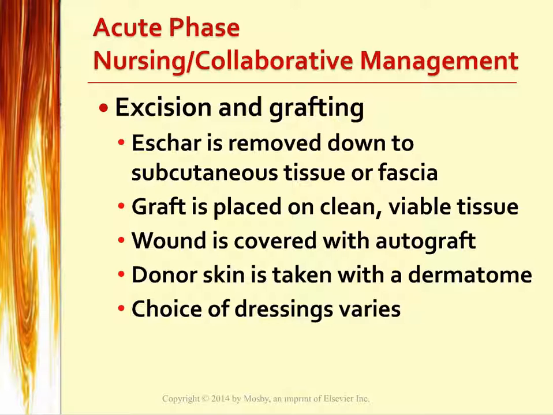Topical application of epinephrine or thrombin, application of extremity tourniquets, and application of fibrin sealant all work to decrease surgical blood loss. Once hemostasis has been achieved, a graft is then placed on clean, viable tissue to achieve good adherence. Whenever possible, the freshly excised wound is covered with autograft, or the person's own skin.